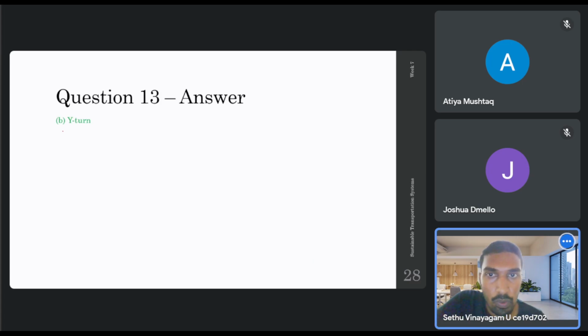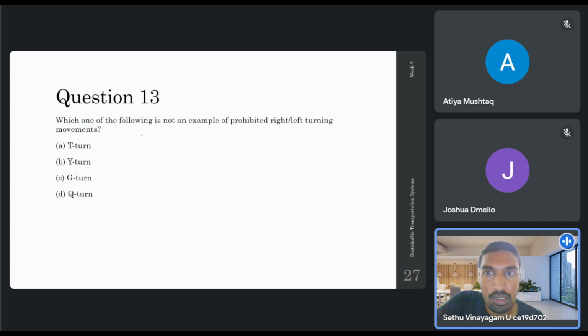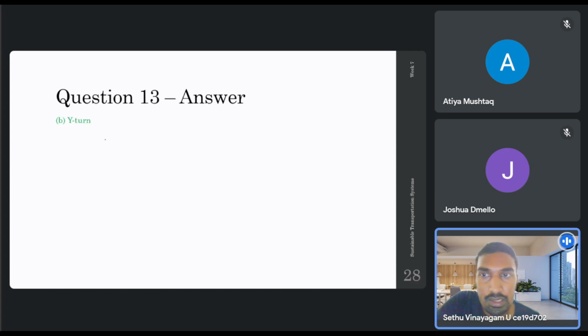It is Y turn. Okay, so here we are asking which is not an example of prohibited right or left turn, right? So as we saw earlier, when we are prohibiting a right or left turn, we have to provide alternate options, right? So those are T, G, and Q, depending on how this prohibition is handled, right? So there is no Y turn for this prohibited right or left turn, right? So what happens in a T turn?